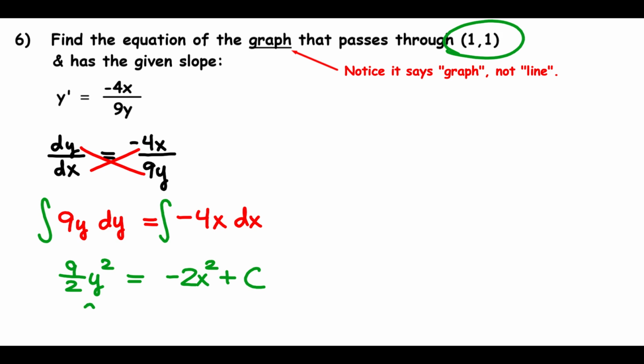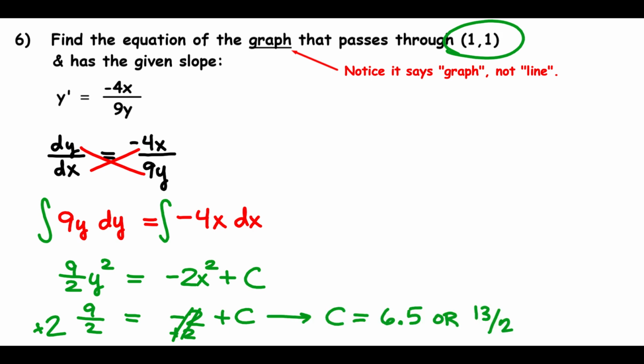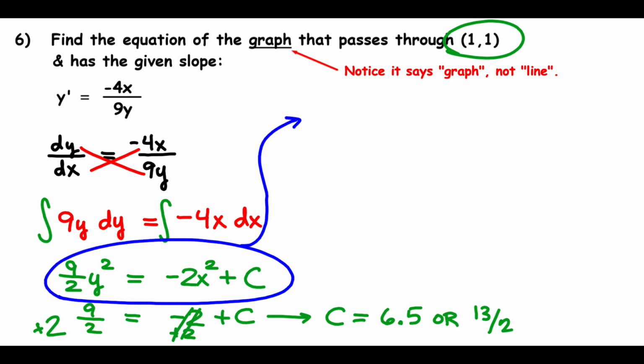If you plug a 1 into the left, you're just going to end up with 9 halves, or 4.5. Plugging in on the right-hand side is just going to give you negative 2 plus c. If you add 2 to both sides, that's going to be 2 and 9 halves, which is a really weird way of saying 6.5. All right, so we're going to use that. Let's take the last equation that we had, this one right here. I'm going to bring it up top. I'll rewrite it, but instead of the plus c, we'll put a plus 13 halves there.